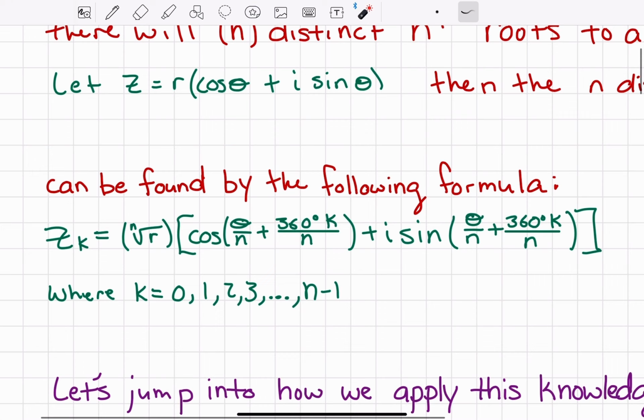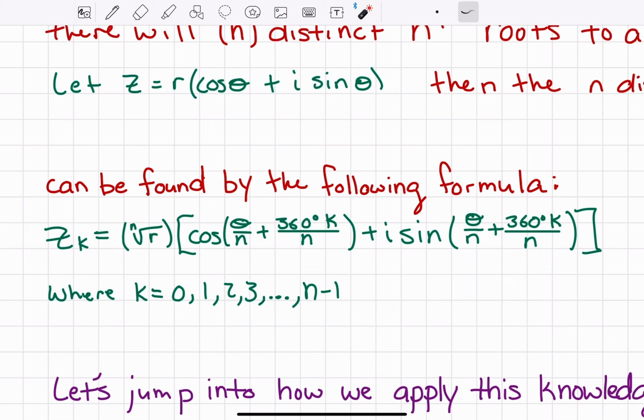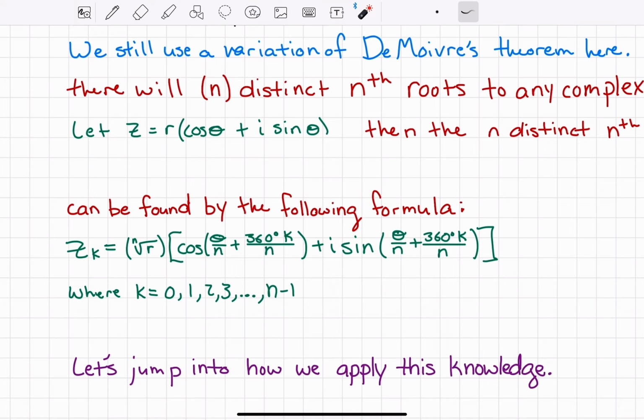theorem looks like. All right, you're going to notice that it is very similar to the standard polar form, which I'm boxing right now. But the thing is that we're taking some nth root of our leading coefficient r, and we're also doing something interesting inside of our trig functions, where we're dividing two terms by n. And what is n? Well, n is going to be the distinct number of roots that we're looking for.